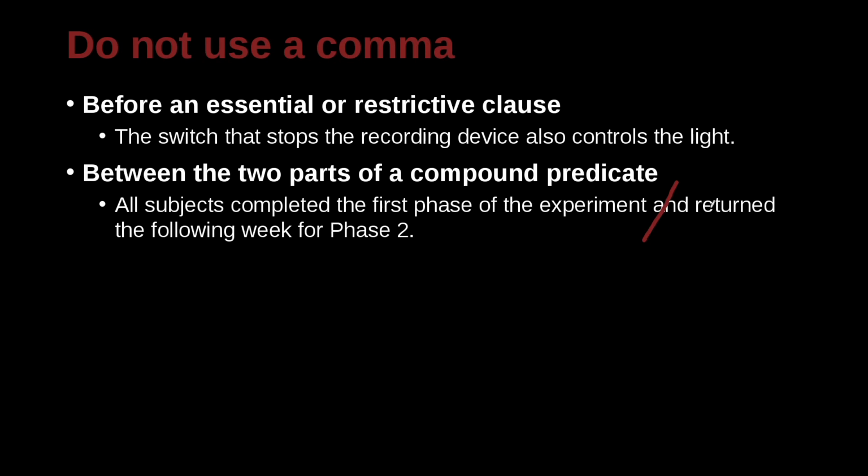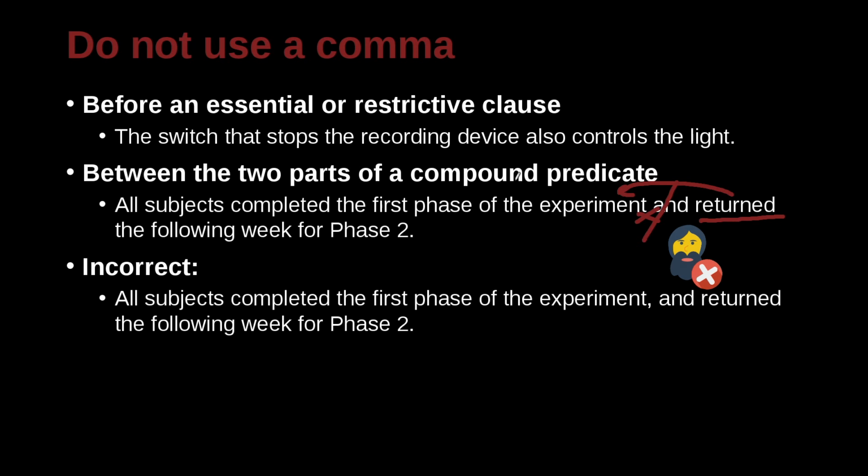What about the second half? Returned the following week for phase 2. It does have a verb, but what does it not have? It does not have a subject. So the second part of the sentence needs to be connected to the first part of the sentence. You cannot separate them out. So you cannot put a comma here with this conjunction, because remember, that would mean independent before, independent after.